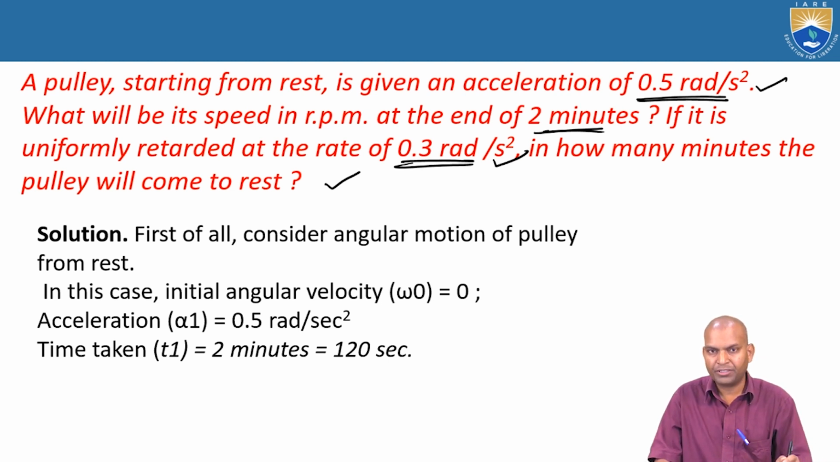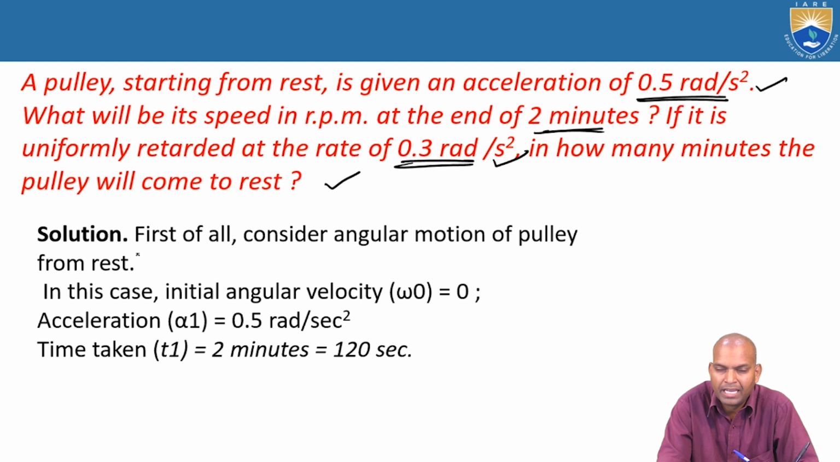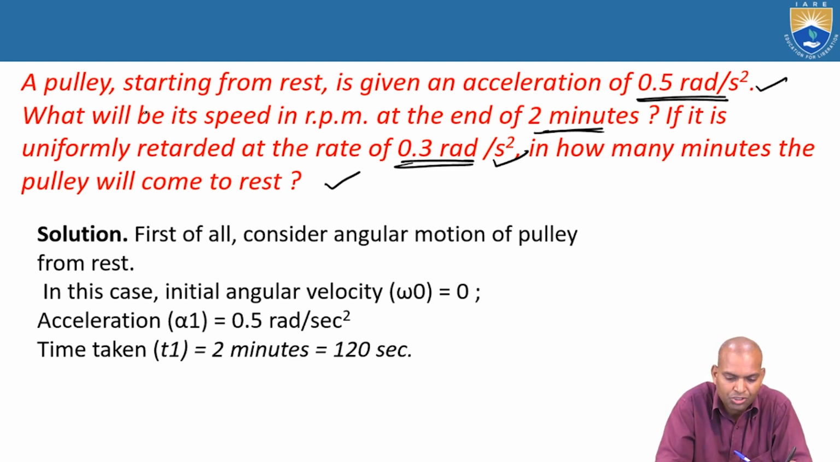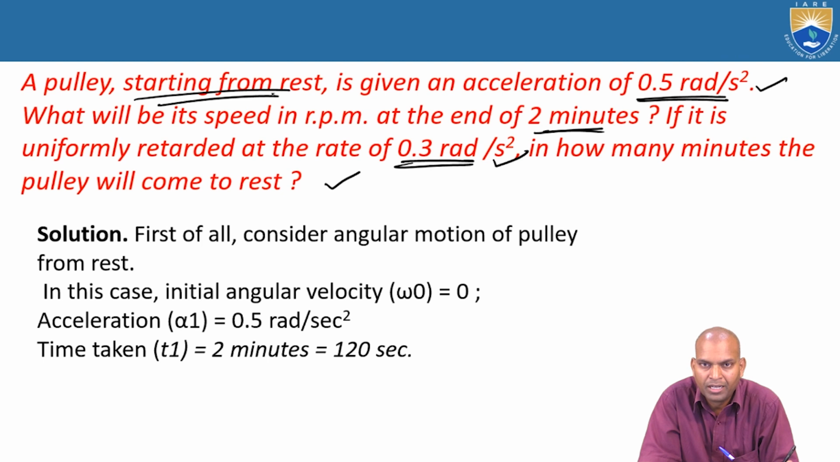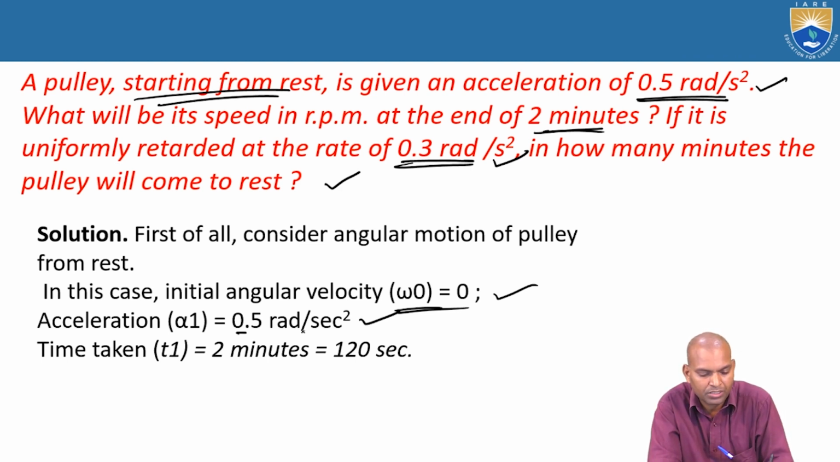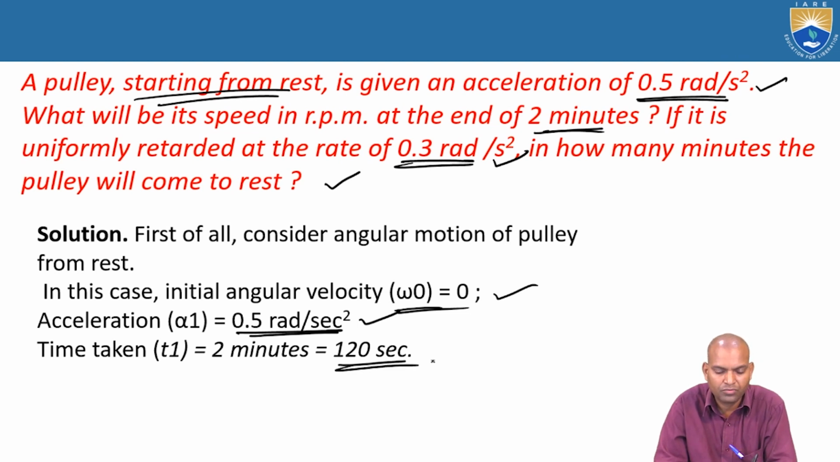Once again, if you read the problem again, we can easily catch the objective, the given data, and what is to be found out. First, we consider the angular motion of the pulley from rest. The given data: the initial angular velocity is omega naught equal to 0, the angular acceleration alpha 1 is 0.5 radians per square second, and the time taken is 2 minutes. 1 minute equals 60 seconds, so 2 minutes is 2 times 60, that is 120 seconds.